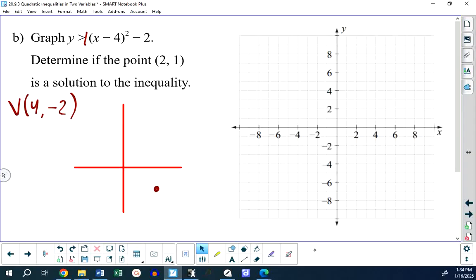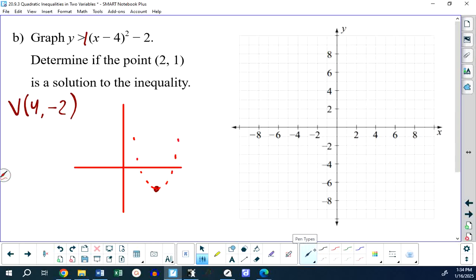Are we going to use a dotted line, a dotted curve, or solid? Dotted, since it's greater than. Is the next one at least got an equals? Okay, good. So what this would look like if we were to sketch this graph is it would look like this. Roughly.